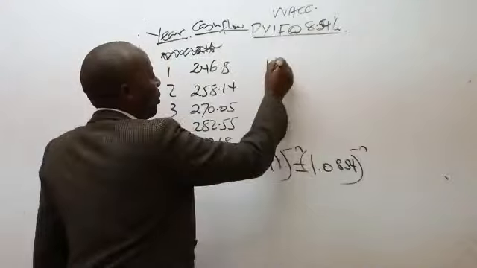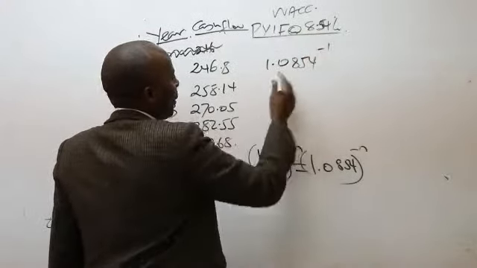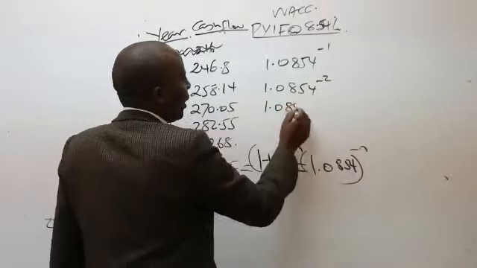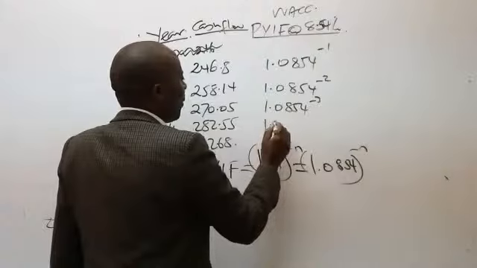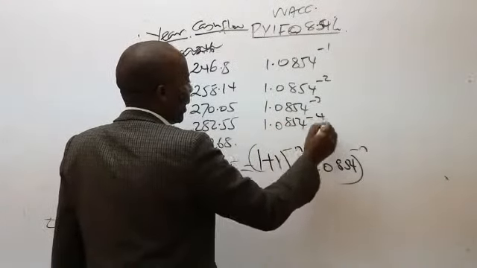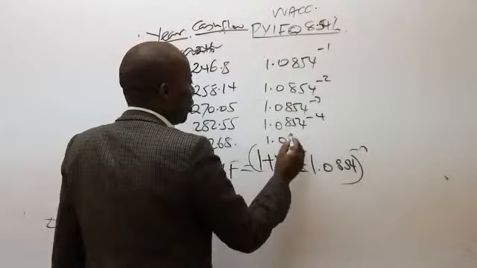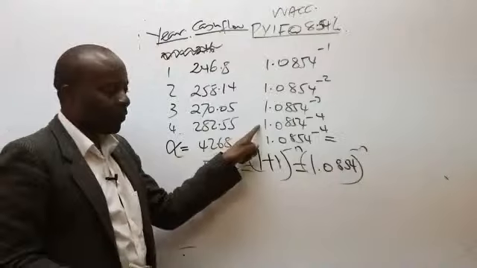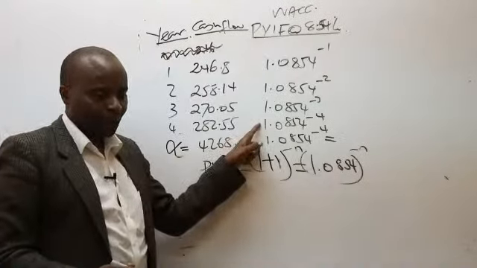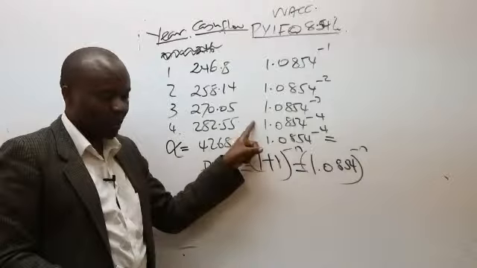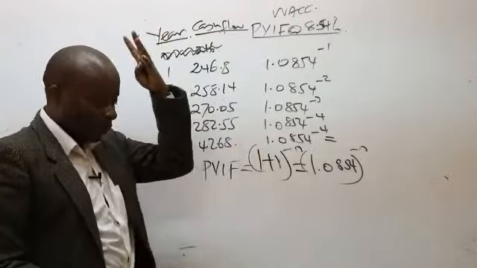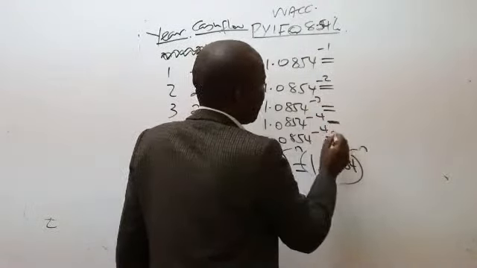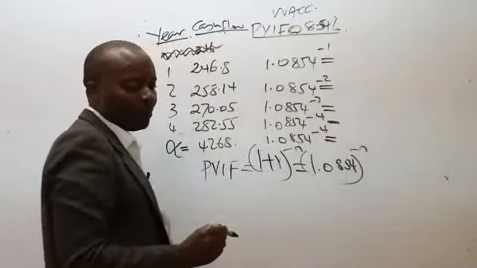So it will be 1.0854 raised to minus 1, 1.0854 raised to minus 2, 1.0854 raised to minus 3, 1.0854 raised to minus 4. Remember, for infinity, we always repeat the figure that we have here. For four decimal places, could you kindly give me these PVIF figures?